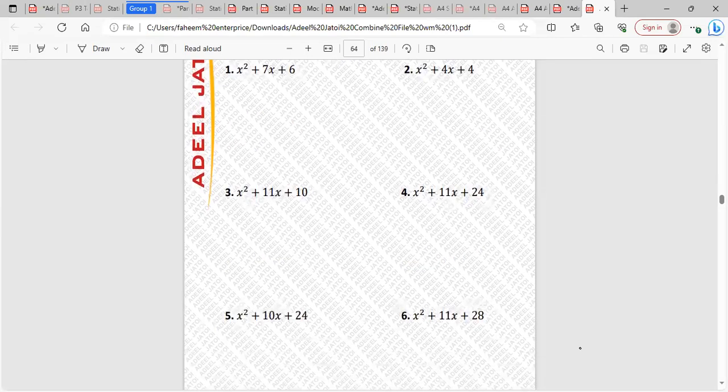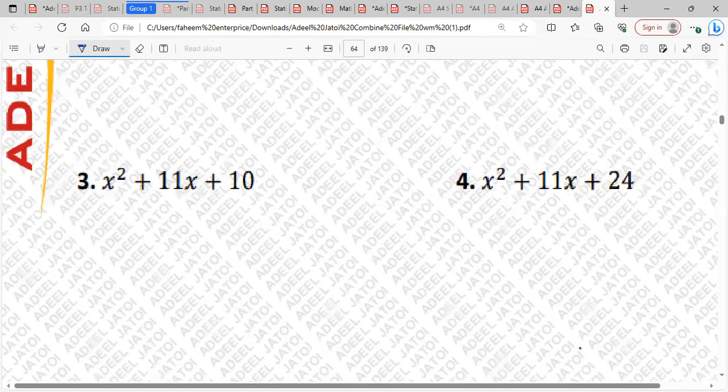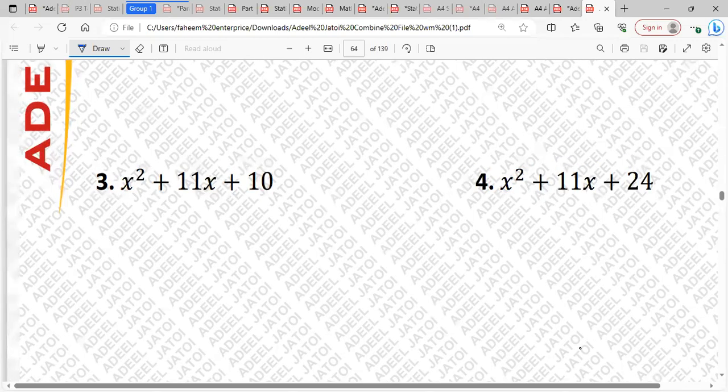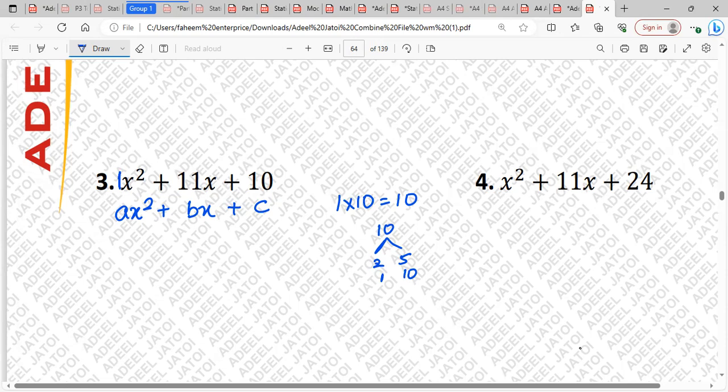Now, see, third example, as I said, that it will be ax square plus bx plus c. Still your a is 1 because there's no value. So that means coefficient is 1. 1 multiplied by 10 is 10. Now you need two factors of 10 will be 2 into 5, 1 into 10. I don't think there are any other factors. 2 into 5 is 10, 1 into 10 is 10.